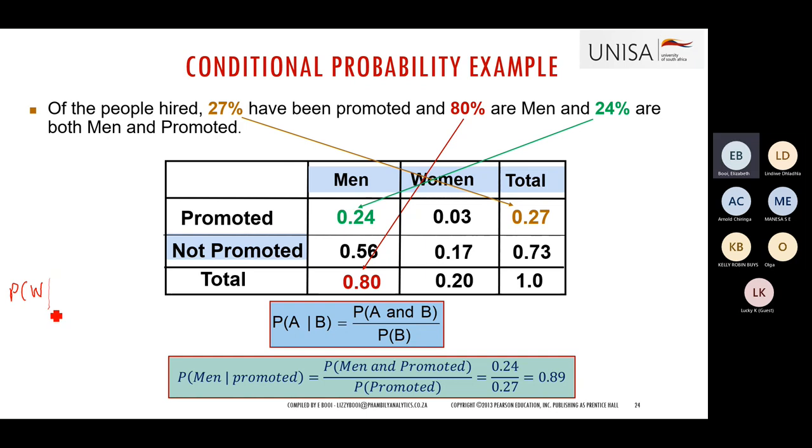Now, my question to you is, calculate the probability of women, given that not promoted. Oh, sorry. Given that not promoted, what is the probability of women? It's one and the same thing as the probability of women given that they are not promoted. And remember that is the same as the probability of women and not promoted divided by the probability of not promoted.